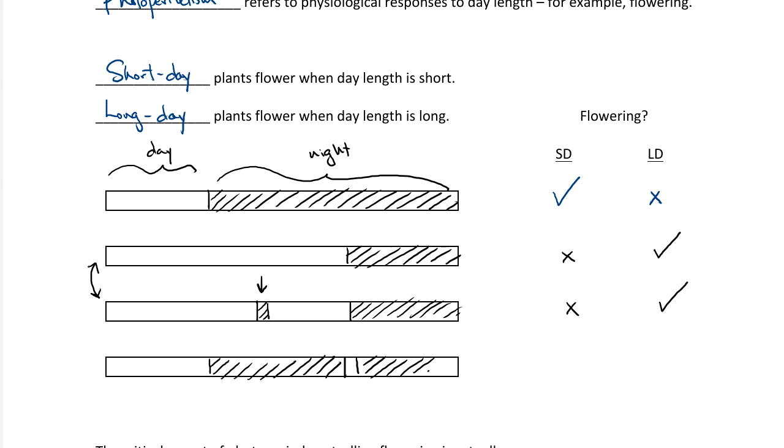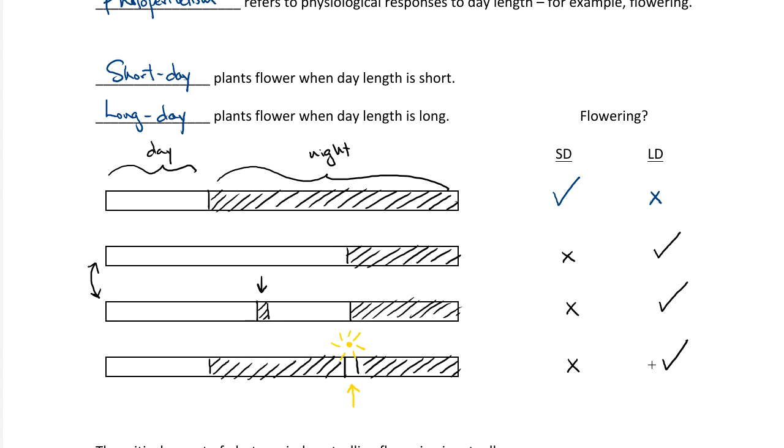So again, what we're doing here, we have this controlled environment, and then at a point during the night, during the period of darkness, we're flashing a light, and then we're switching the lights back off and allowing more darkness. Well, it turns out that in this case, the long day plants actually do flower. The plants detect this as a continuation of the day, and in contrast, the short day plants do not.